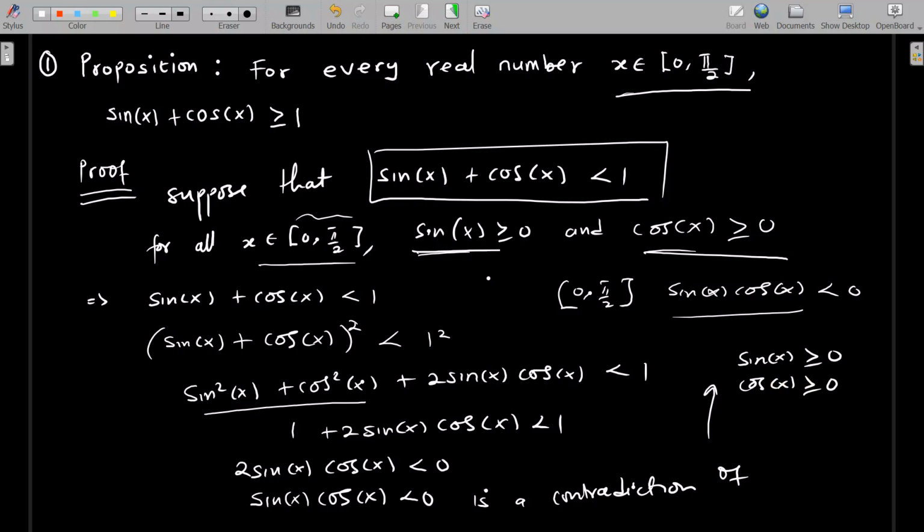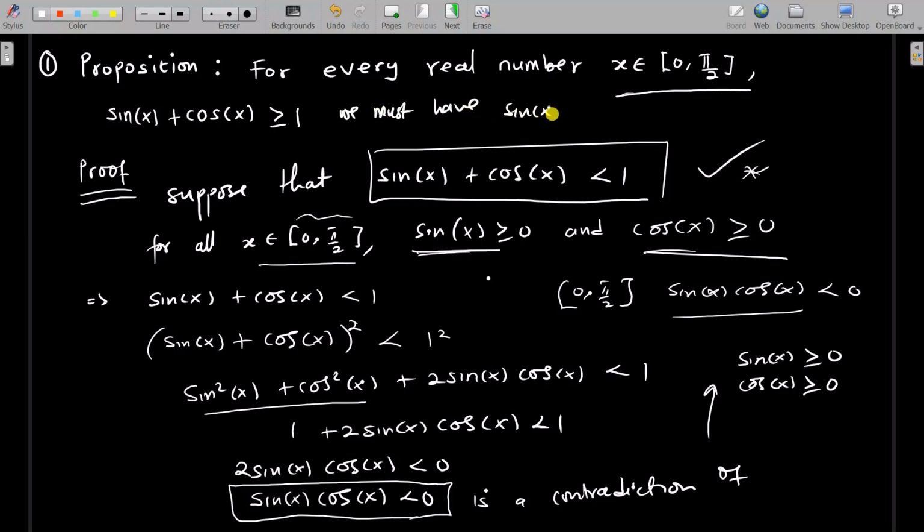It means this is a contradiction. And this result is coming from this claim. So hence this claim is false, and we must have sine of x plus cosine of x greater than or equal to 1 rather. So then that ends the proof. After writing this whole thing, contradiction, you can end everything with this statement, right? So that is how you prove by contradiction.